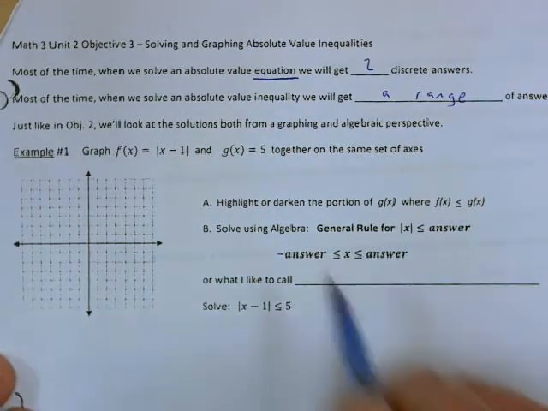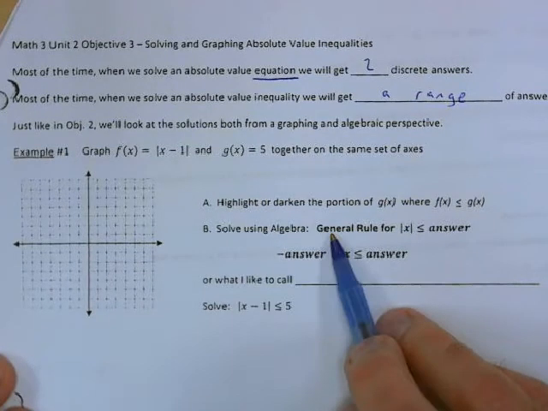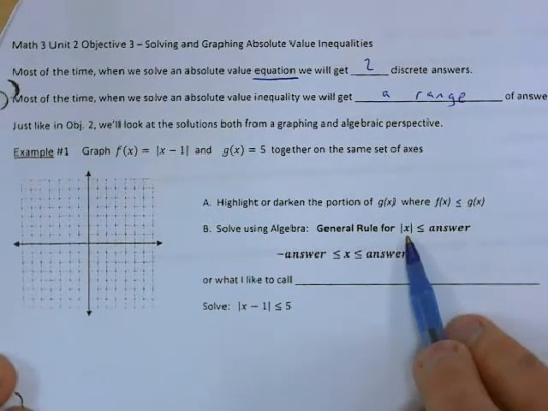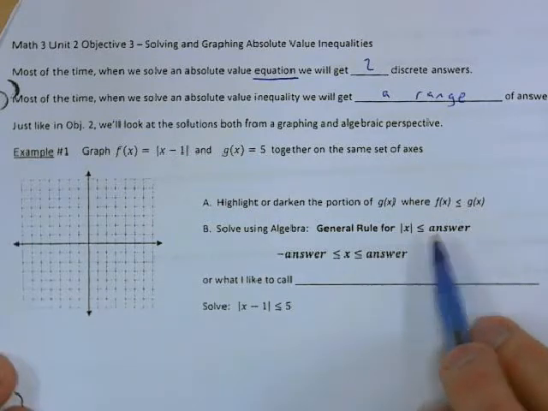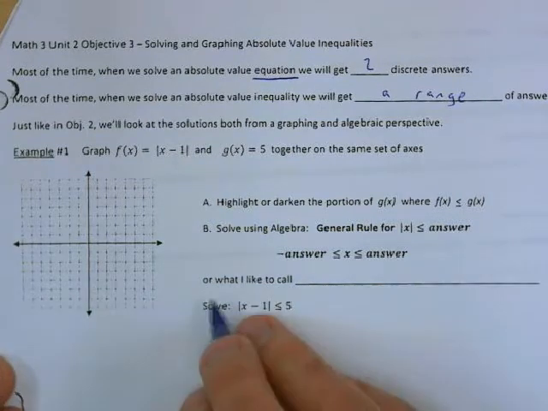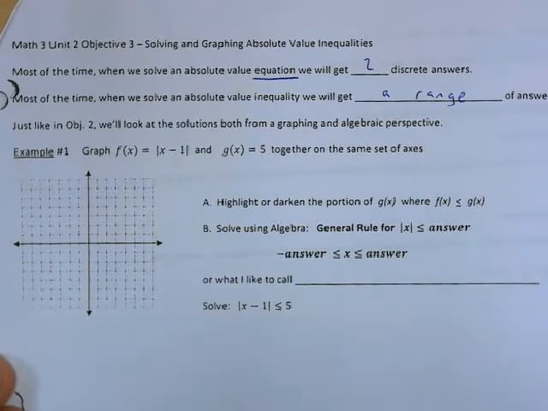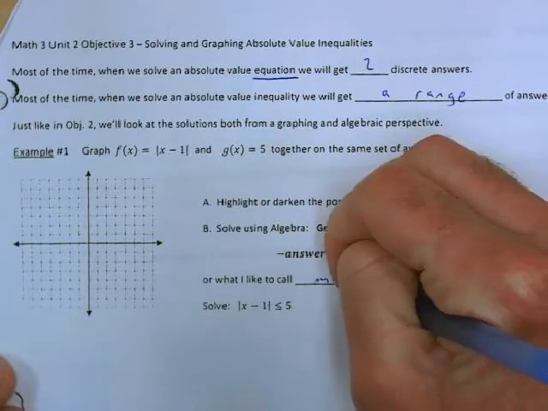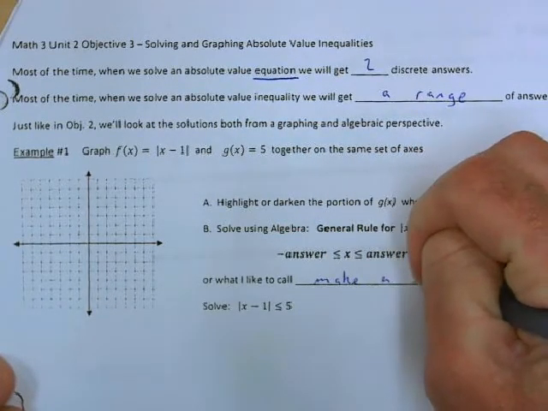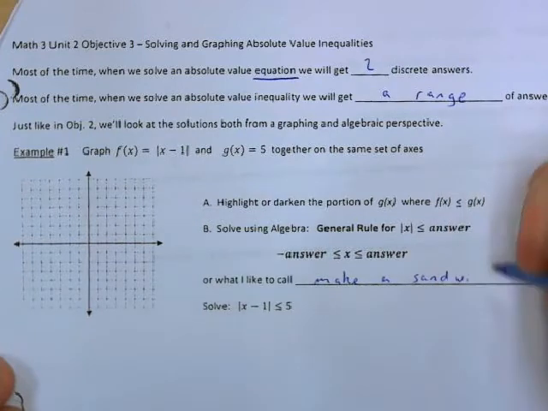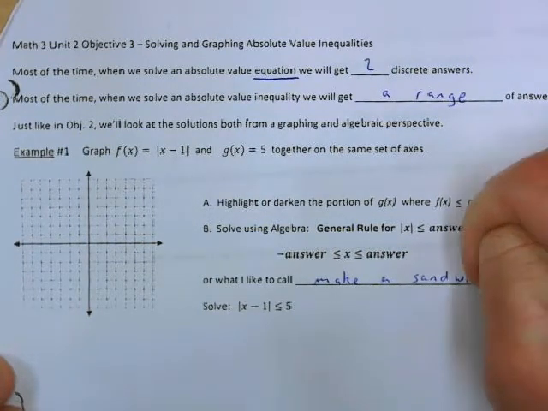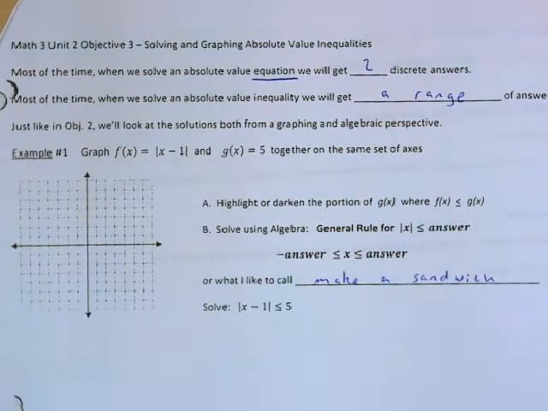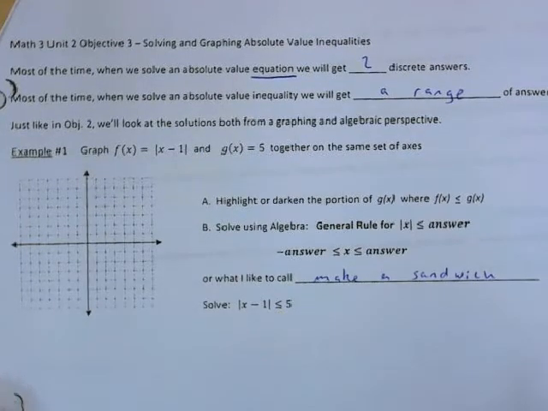We want to graph those on the same set of axes and then also solve algebraically. Now, like it says here, our general rule for when we have a problem that looks like this, the absolute value of something is less than our answer or less than or equal to, we want to make a sandwich, basically. You're going to hear me refer to that as a less than sandwich a lot of times. So anytime it's a less than problem, we're going to make a sandwich. When it's a greater than problem, so if this was flipped around, we would do something else.